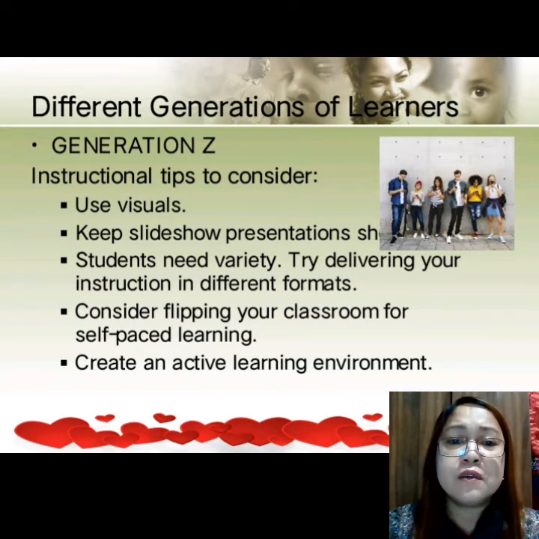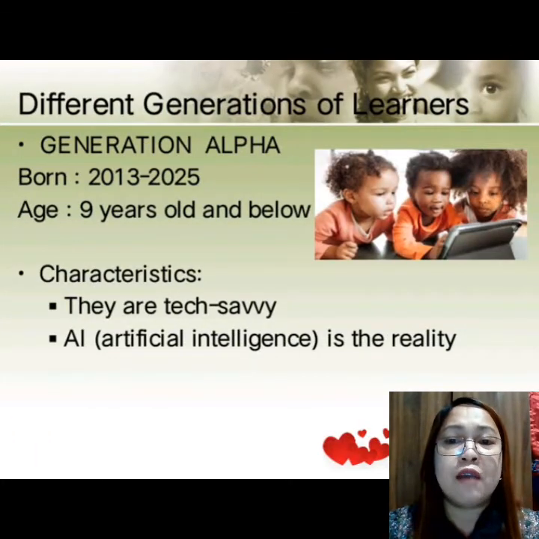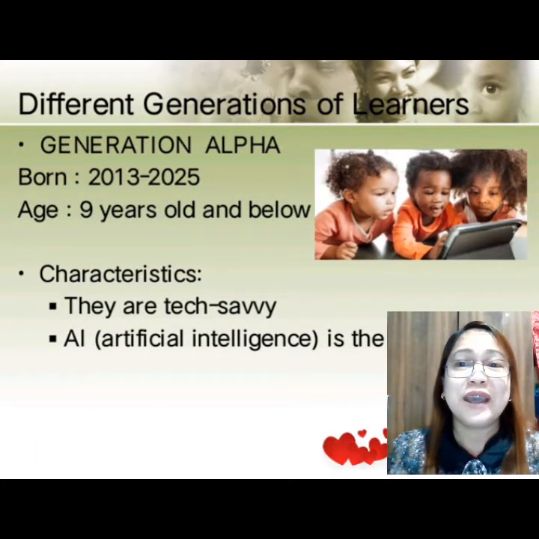And also, consider flipping your classrooms for self-paced learning. Then, create an active learning environment. There will be the most educated generation in history, and this is Generation Alpha, born from 2013 to 2025, and now ages 9 years old and below.